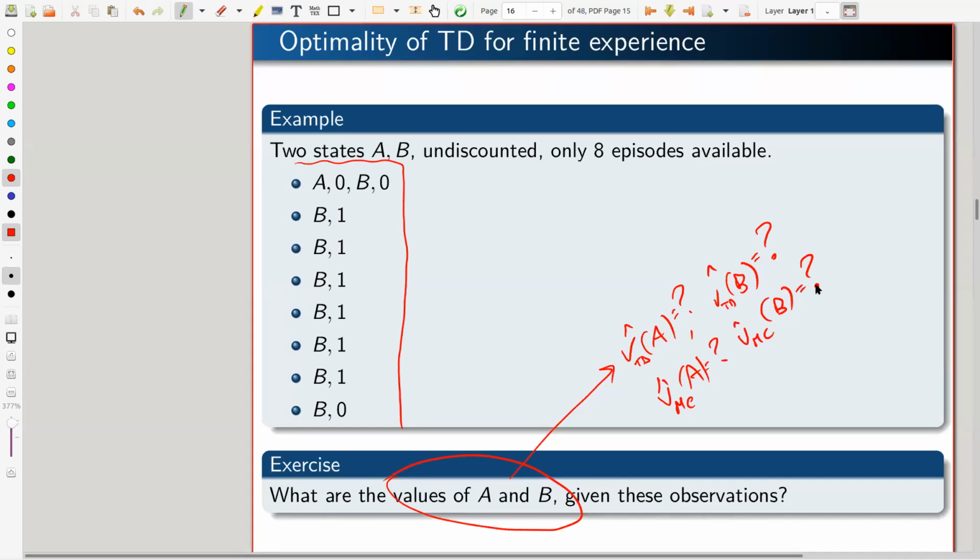So maybe 0 for A, but much higher for B, a little bit lower than 1 or something. Why do you say 0 for A? The only experience that I have is very limited. I think it's just 1, and I got 0. Okay, perfect. Good answer. And what about B?